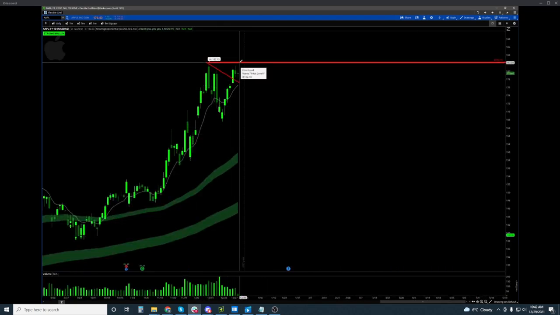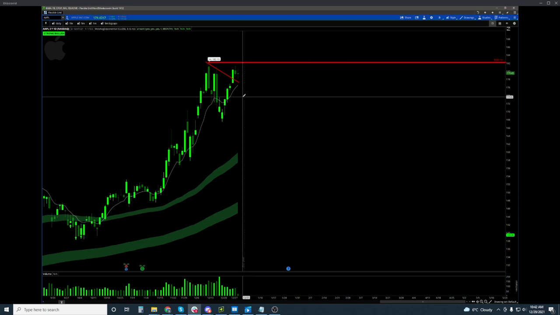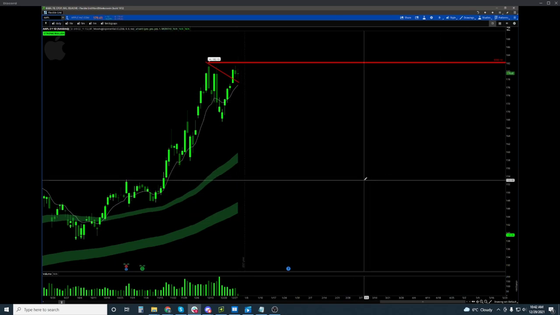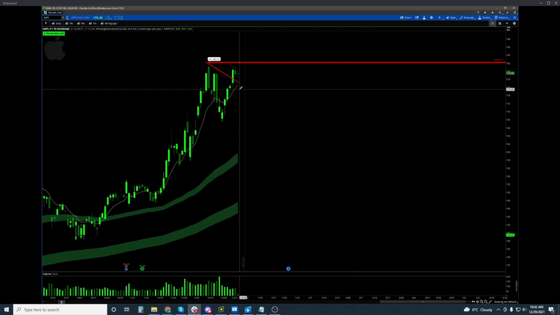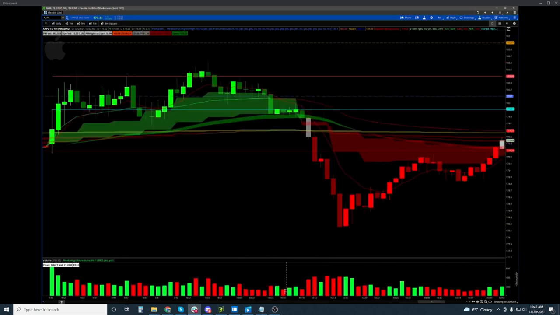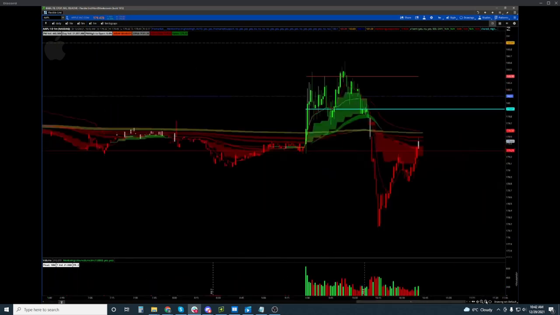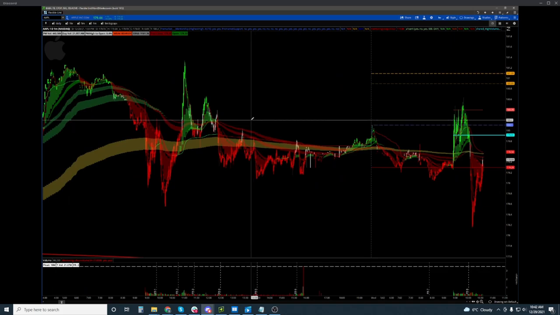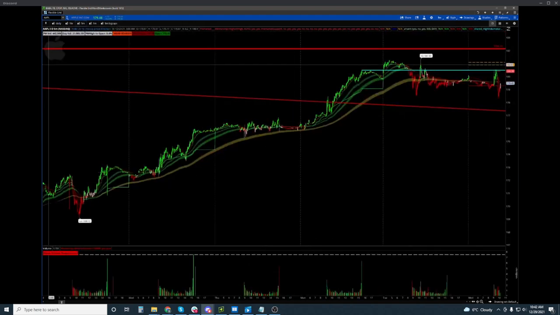Right now, I could think, oh, let's take a short because we have the daily resistance, we're probably going to reject and maybe go down. Okay, I already said two things that do not confirm my trade: I said probably and I said maybe. So if I look at the 1 minute chart, it tells me exactly what the direction is today. It's basically lateral. If I look at the 5 minute chart, I can see it's lateral.